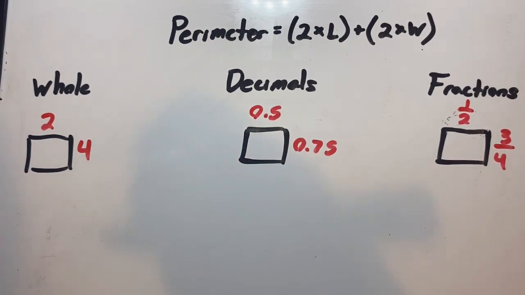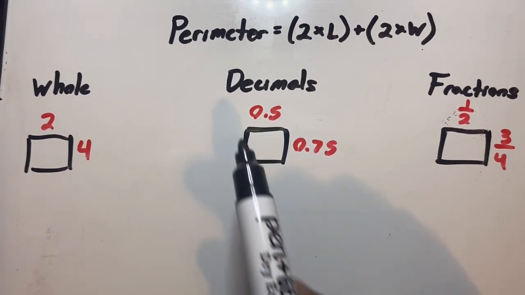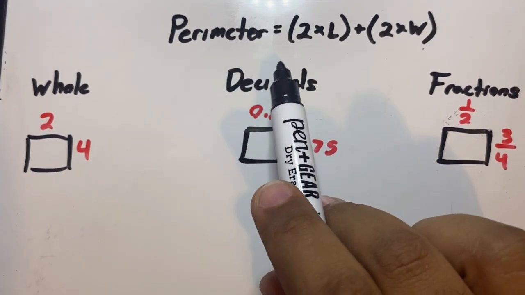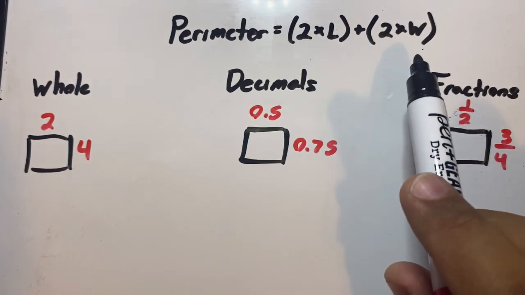So today we're going to cover perimeter of squares using whole numbers, decimals, and fractions. For whole numbers, it's very simple. Here's the perimeter formula. It is 2 times the length plus 2 times width.